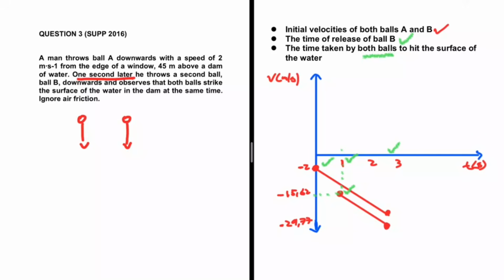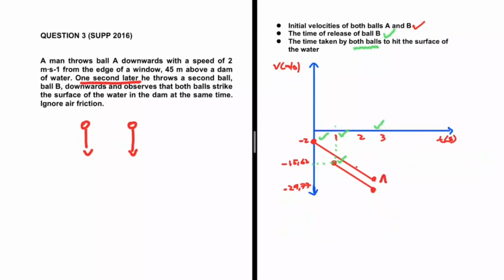Why do we need the two lines to be parallel to each other? Because the gradient is 9.8 on both lines, the acceleration. This is A and this is B. We need to indicate that.